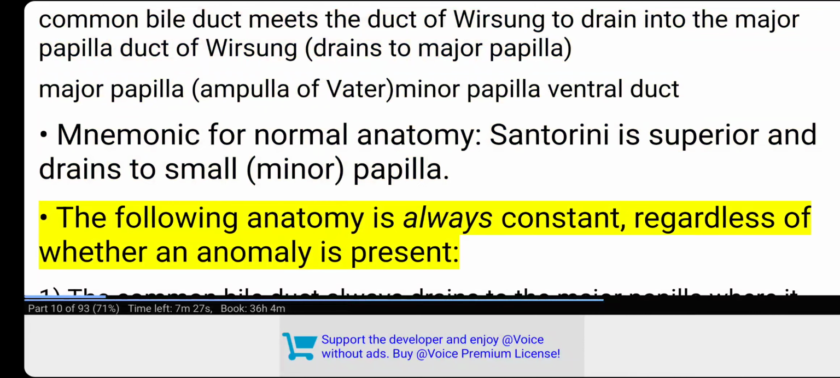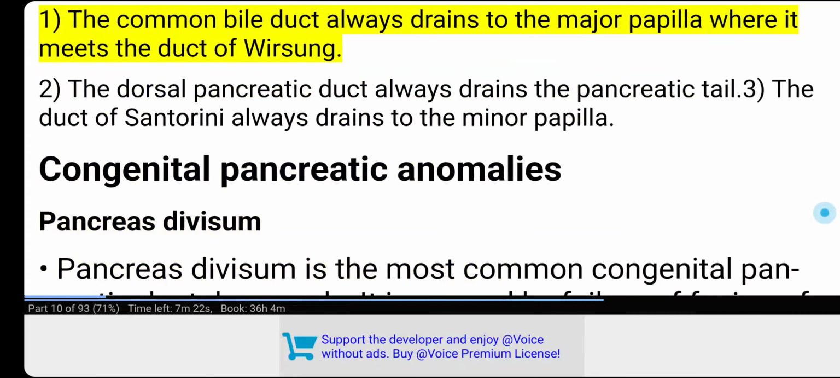The following anatomy is always constant, regardless of whether an anomaly is present. 1. The common bile duct always drains to the major papilla where it meets the duct of Wirsung. 2. The dorsal pancreatic duct always drains the pancreatic tail. 3. The duct of Santorini always drains to the minor papilla.